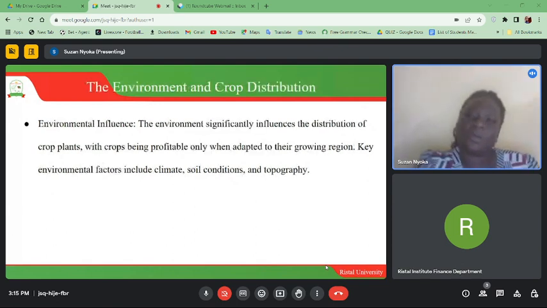And then the environment and crop distribution. Environmental influence: the environment significantly influences the distribution of crop plants, with crops being profitable only when adapted to their growing region. The environmental factors include climate, soil conditions. Generally, in the environment, we're going to look at the climate that we talked about, the soil conditions that we talked about, and the topography that we talked about earlier on. The environment generally plays a big role in crop production.